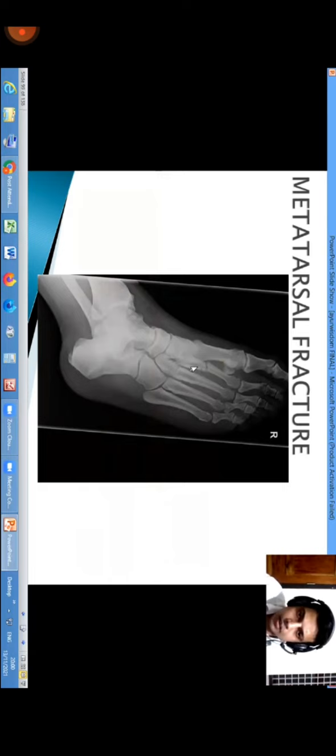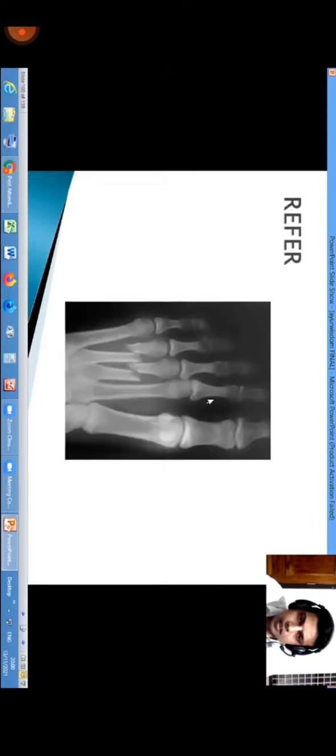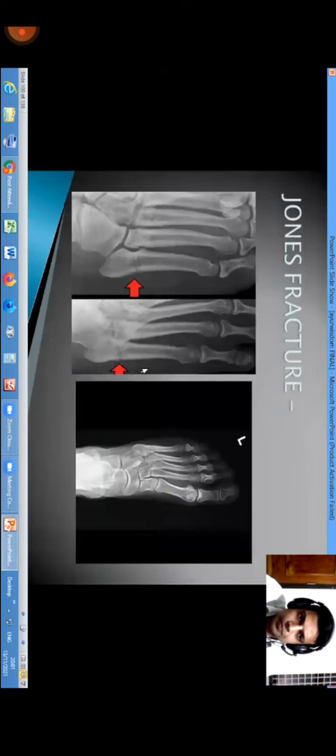Then coming to metatarsal fracture. Here we can see the metatarsal is fractured, second and third. In this case we can manage because there is not much displacement. We can manage this by splinting for 4 weeks. Considering this case, we should refer because there is marked displacement. So malunion may occur in this case. It should be fixed internally.